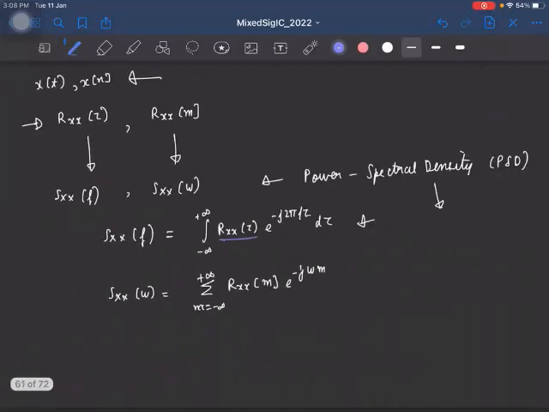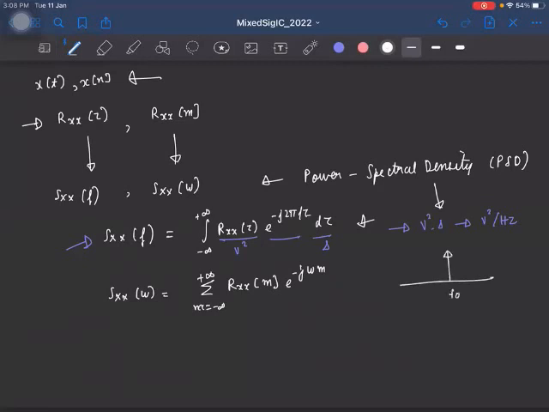So what is the dimension of this PSD, power spectral density? Autocorrelation has a dimension of volt square. This is dimensionless. This is second. So the overall dimension is volt square times second, or it is volt square per hertz. Okay. So just like how a Fourier transform gave the spectral density in terms of the amplitude, this is giving you the spectral density in terms of the power. Okay.